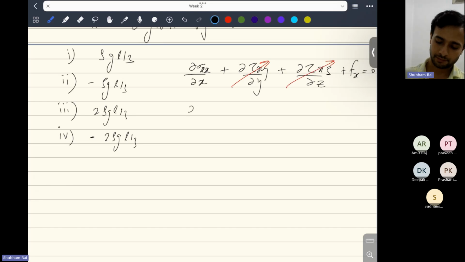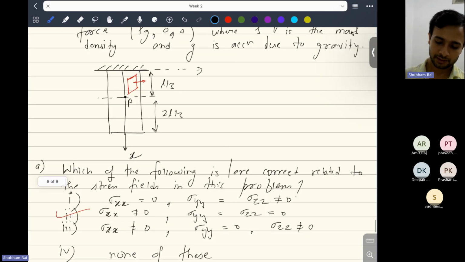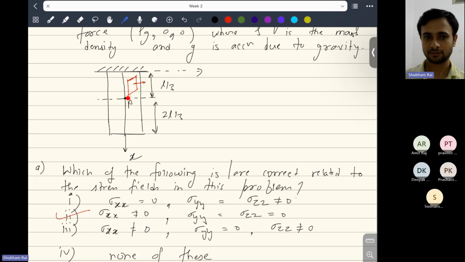So you have del sigma xx over del x, that will be minus of fx. And if you integrate this equation, you can write del sigma xx will be equal to minus fx times del x. And if you integrate, you have to integrate from, at this point P, the stress or traction will be due to this weight below P, right? Because this weight below P will be balanced.